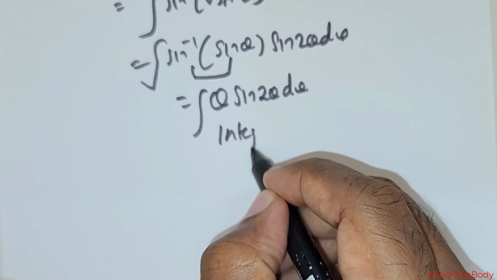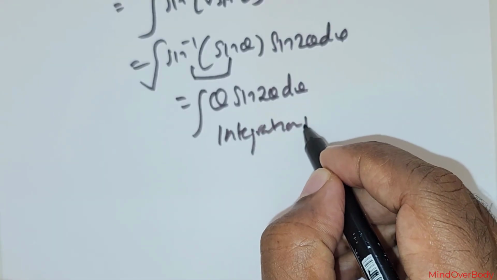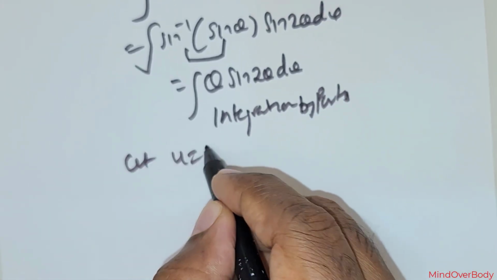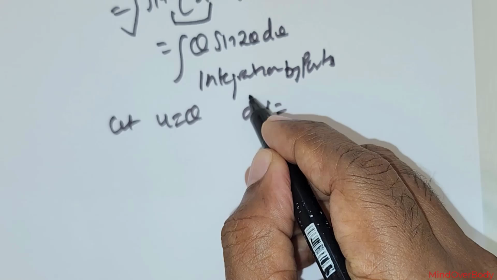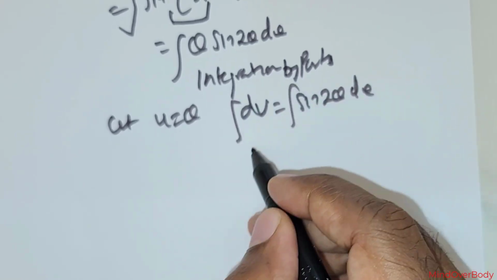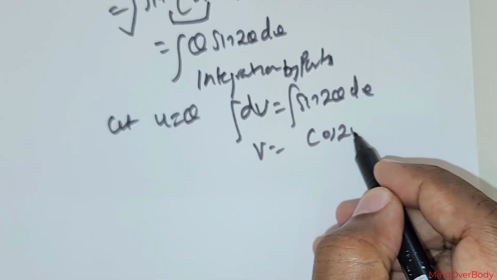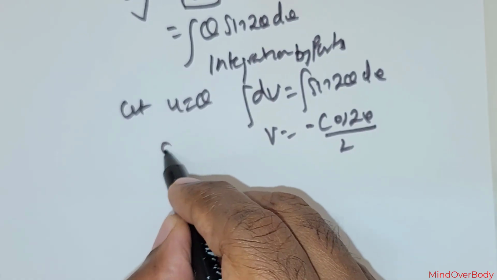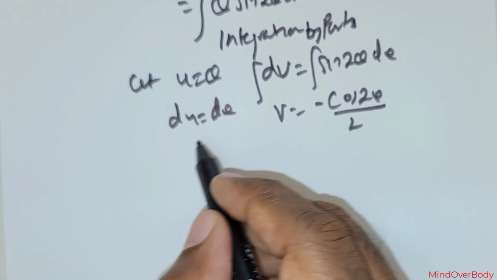I will use integration by parts. So let me take u to be theta and dv to be sine 2 theta d theta. I integrate this, I get v is equal to cos 2 theta divided by 2, because of sine I have a negative there. I differentiate this, I get d theta.